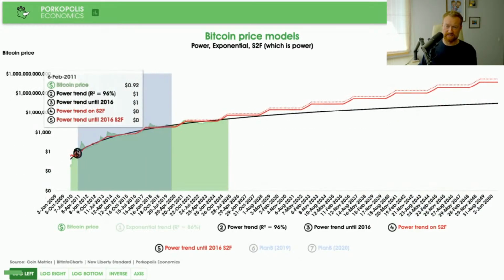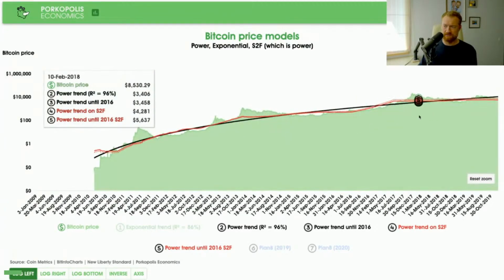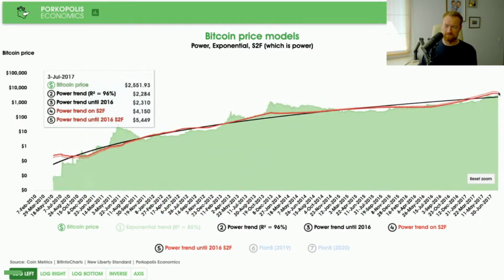All right, let's look back in the past a little bit. From 2016 here, it's a little bit better. You can see that it's more smooth because the stock to flow changes are happening quicker. So the stock to flow adjusts more. So it does look okay here.